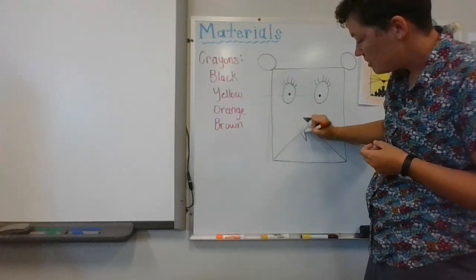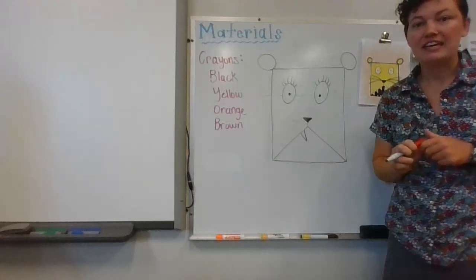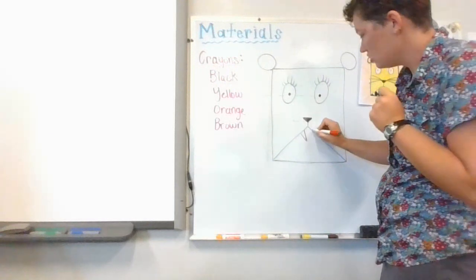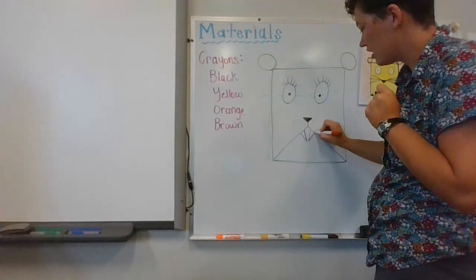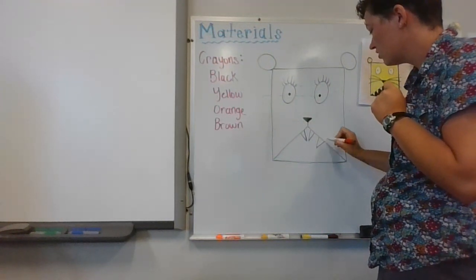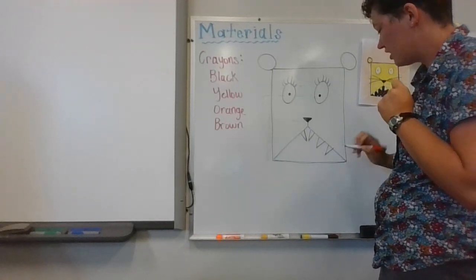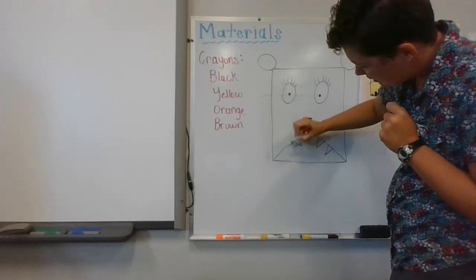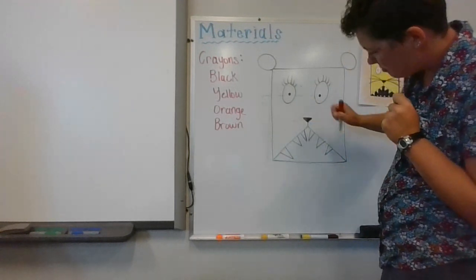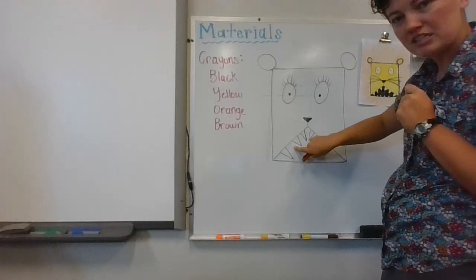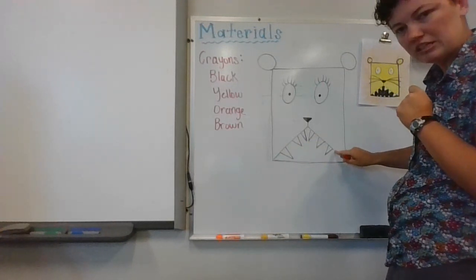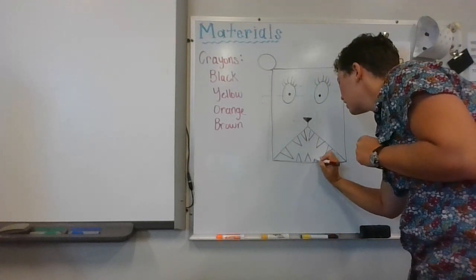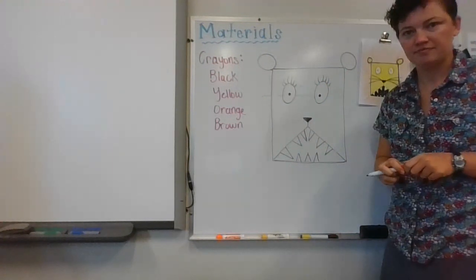Now, remember, lions eat other animals, so they have to have big teeth. All right, so you're doing some big triangles. Big triangles. And you kind of want to match them up. So if he's got 3 teeth on this side, he probably wants 3 teeth on this side. And then you can put some on the bottom too to make him look extra ferocious.